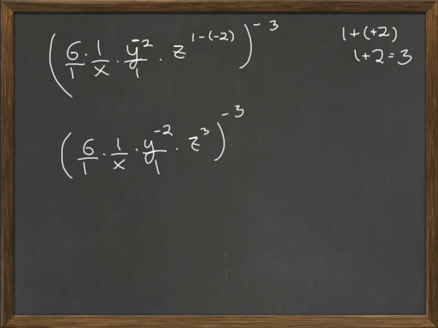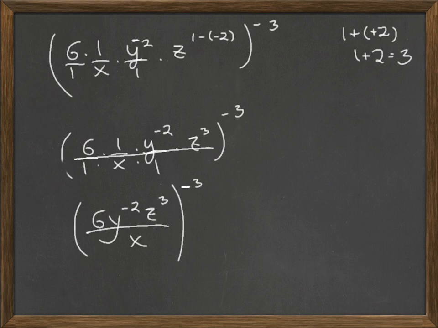All right, so let's string this all back together. So we have 6y to the negative 2nd power, z to the 3rd power, divided by what? What's in the denominator? 1 times x times 1. So that's just x. If you're wondering how I get from here to here, I'm literally just multiplying my numerator across and multiplying my denominator across. Okay, and of course we know this is all still raised to the negative 3rd power.